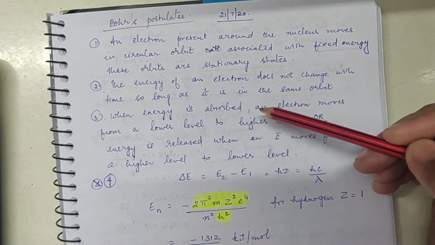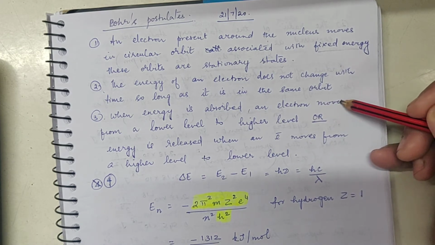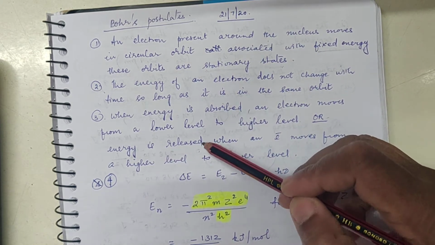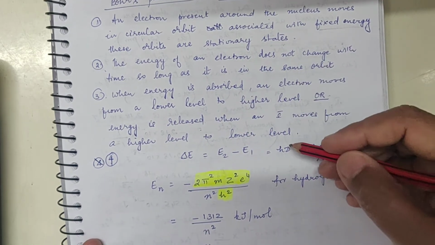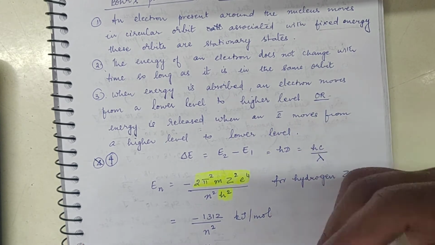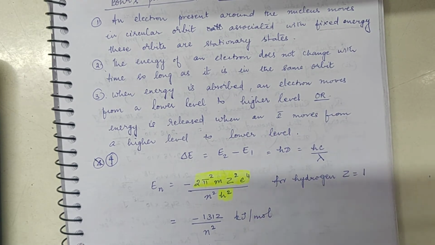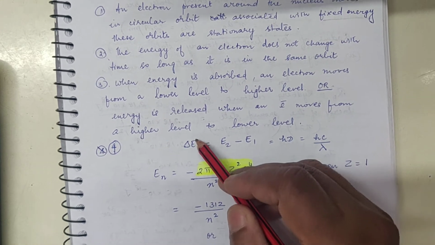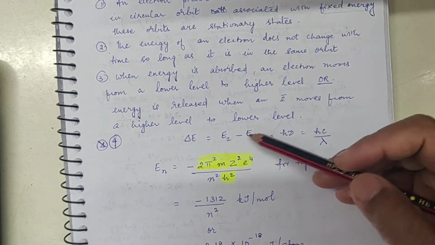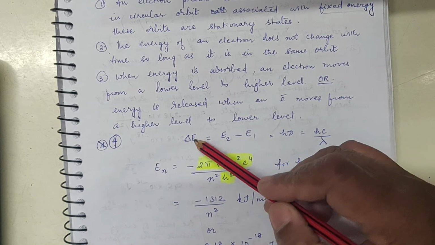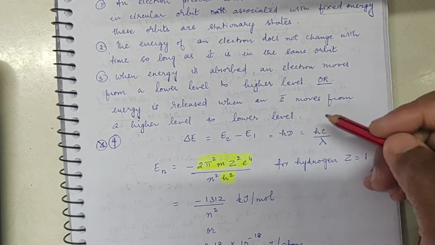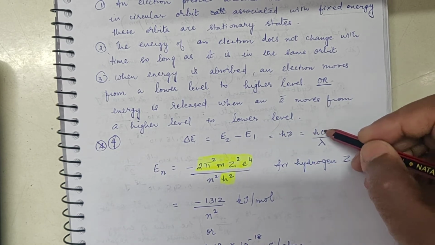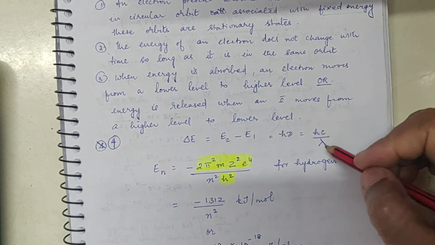But when energy is absorbed by the electron, then it moves from a lower level to a higher level, or if energy is released, then the electron moves from a higher level to a lower level. So the difference in energy, when it is absorbing energy going to a higher level, or when it is releasing energy coming to a lower level, is given by the formula delta E is equal to E2 minus E1. And you know very well that E is equal to h nu, that is Planck's equation, and nu is equal to c by lambda. So h nu is equal to hc by lambda, or you can say delta E is equal to hc by lambda.